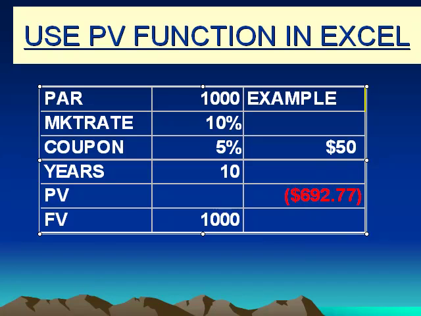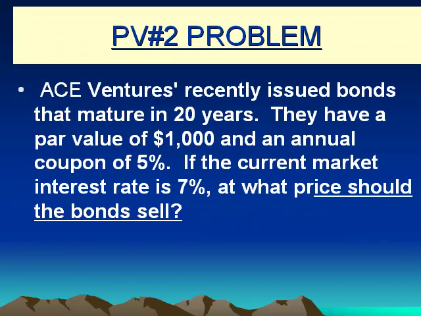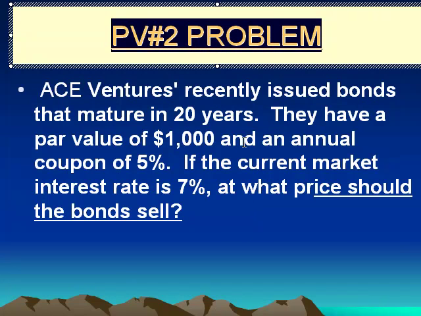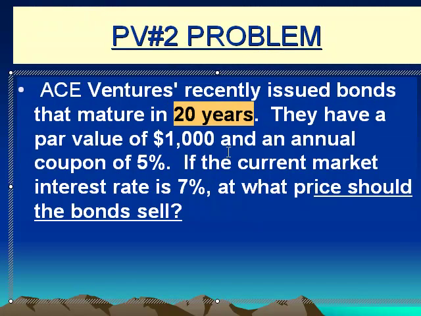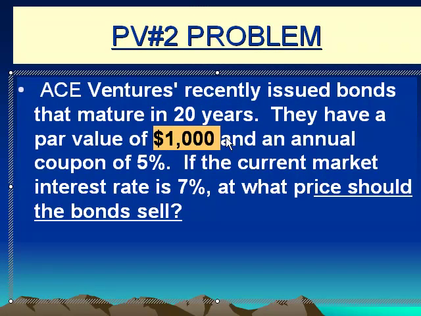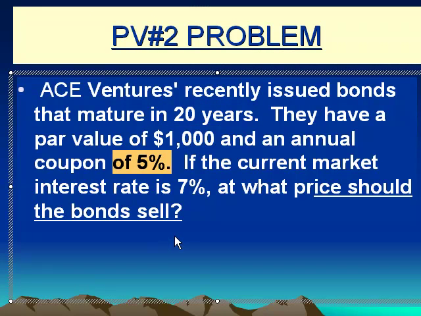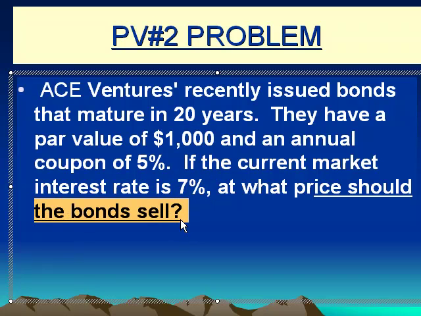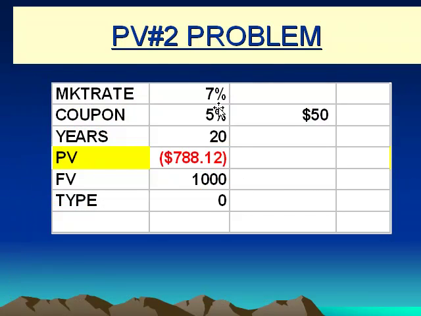So that's similar to one of your problems on the quiz. Let's do problem number 2, the same type of problem. The issue matures in 20 years, has a par of 1,000, again a coupon of 5%, and the market is at 7%. What price should the bond sell at? Again, a present value problem. The market rate is 7%, the coupon is 5, which means you're being paid $50 every year on the $1,000 bond. 1,000 times 0.05 is 50.